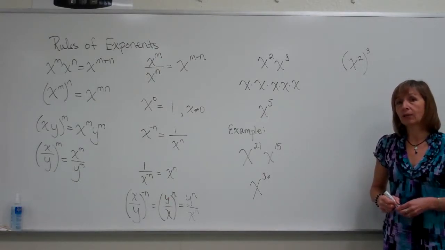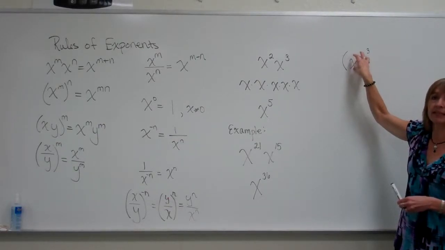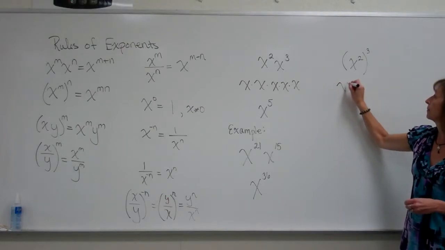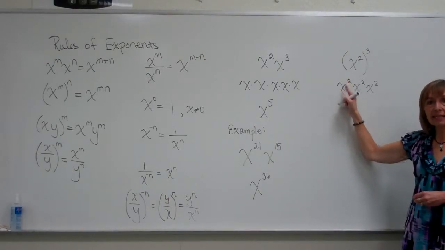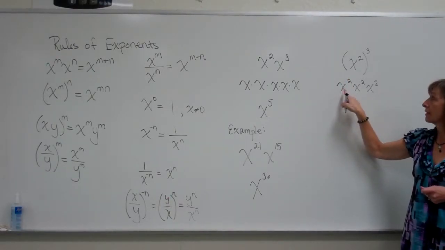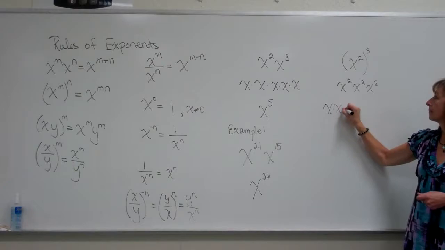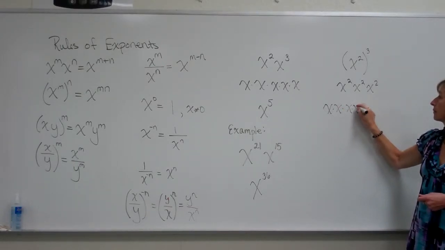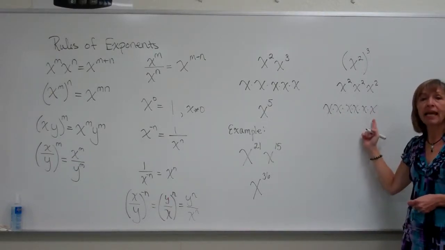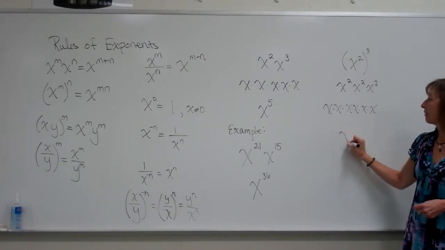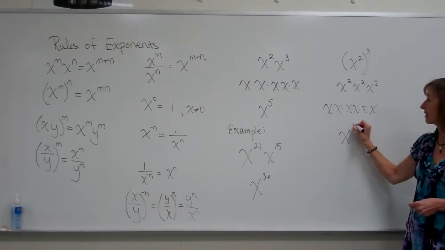Well, let's expand this one and write it without exponents. x to the second raised to the third power means that I'll have x to the second times x to the second times x to the second. But each of these x to the second powers are x times x. So this is x times x times x times x times x times x. But when I get to this stage, it's all multiplication and it's all the base of x. And I see that I have my base of x and I have 1, 2, 3, 4, 5, 6 factors of x, so that's x to the 6th.